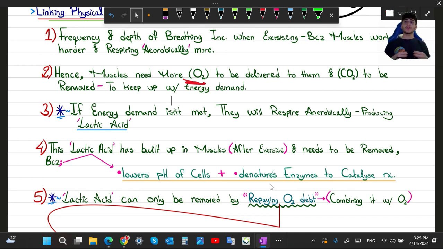This lactic acid then starts to build up in your muscles after exercise, and it needs to be removed. So your muscles start to produce lactic acid as you're exercising. Once you finish exercising and take some rest, all the lactic acid then starts to store up in your muscles. This needs to be removed because it lowers the pH of the cells and it denatures enzymes that catalyze other reactions. If it lowers the pH of the cells, the pH of the cell and enzyme is going to move far away from optimum pH and they will also begin to denature. If the enzymes denature, they will stop catalyzing other reactions.